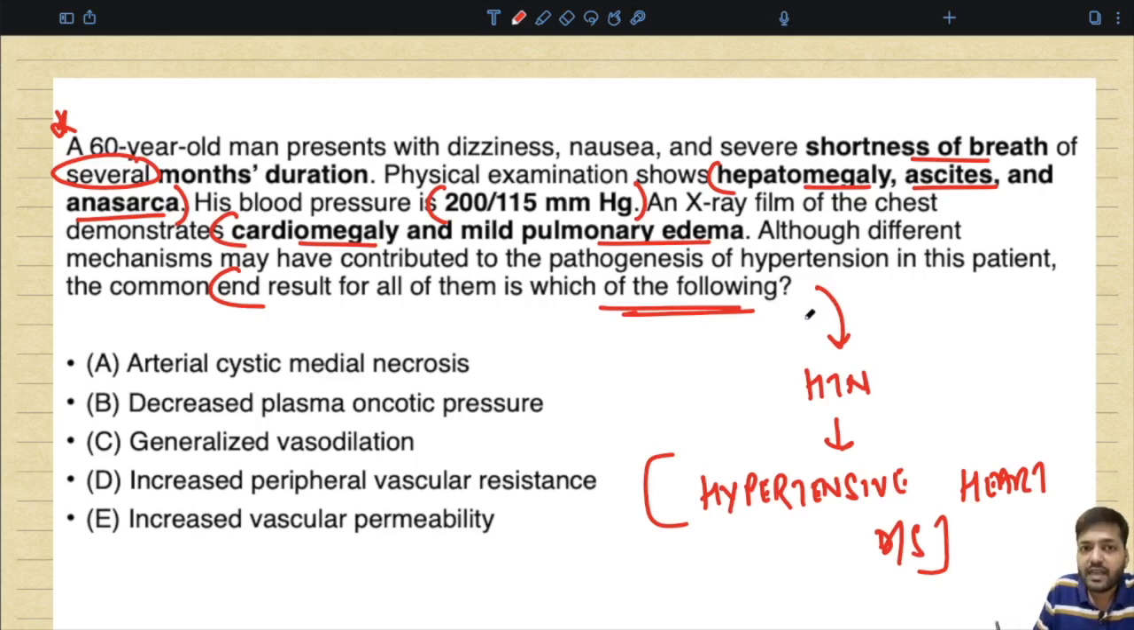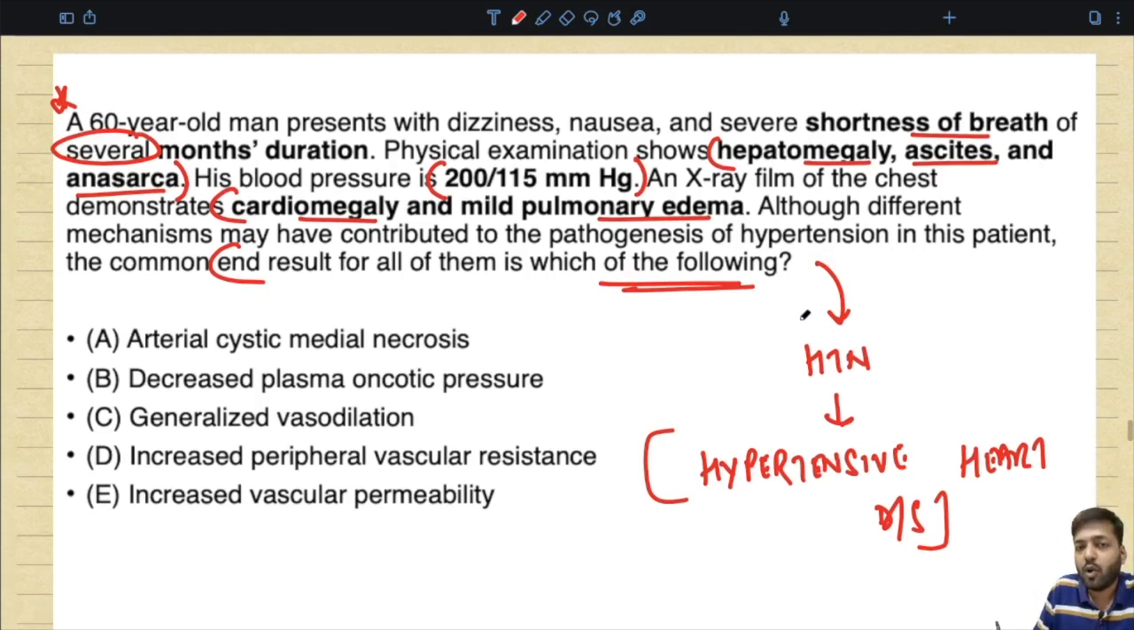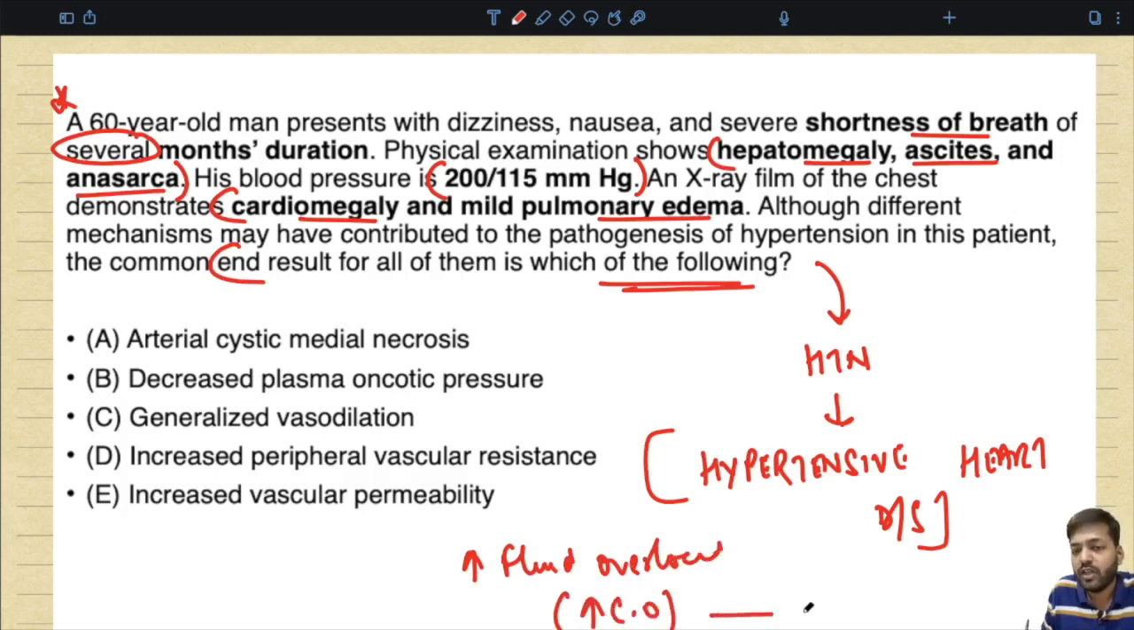So what is the common end result for all of them? Because the blood pressure is very high and there is a fluid overload in the body, whenever there is a fluid overload, there is an increased amount of cardiac output. To protect the different tissues, you have to increase the peripheral resistance as well, so as to contain that amount of fluid and prevent hyperperfusion of the different organs.